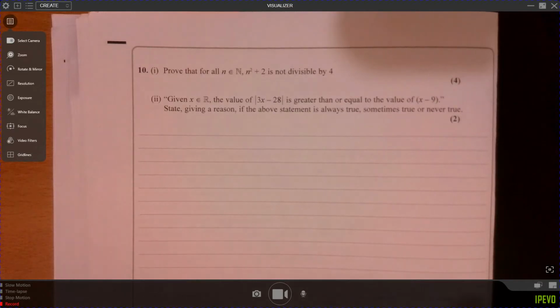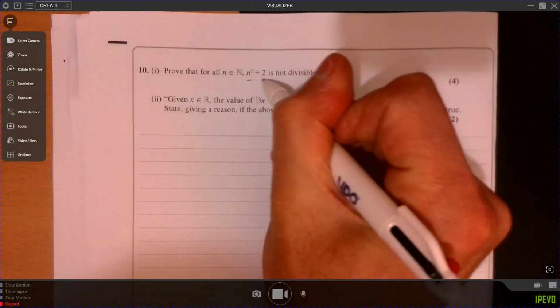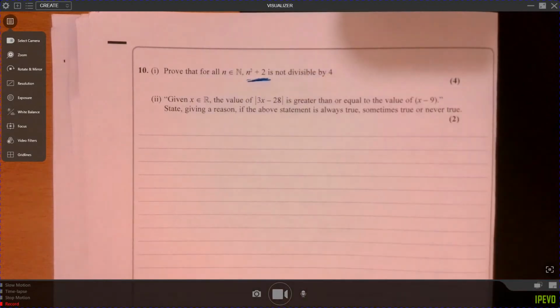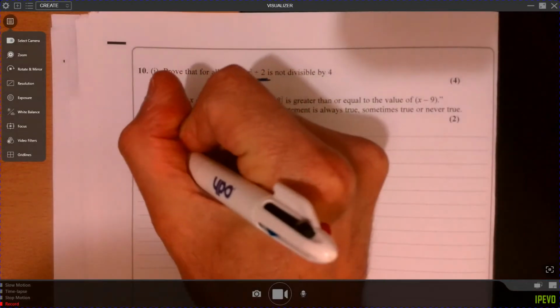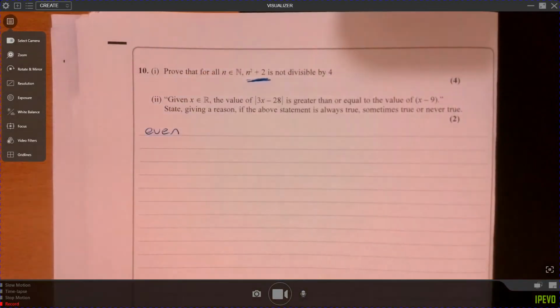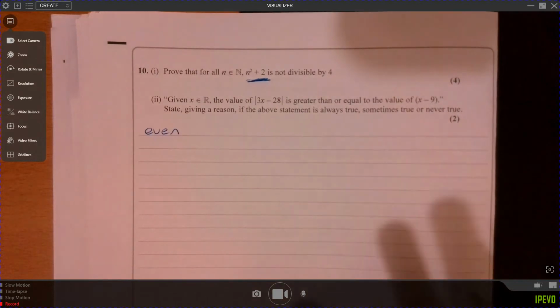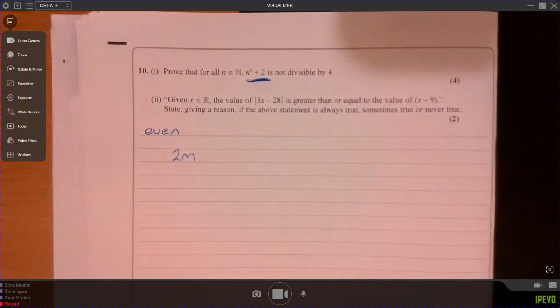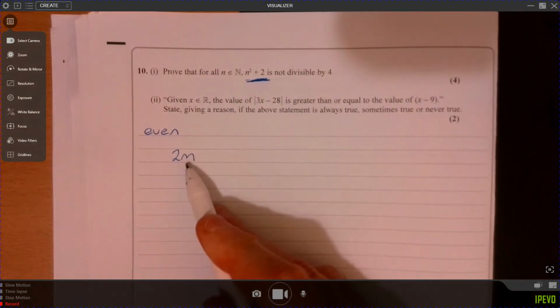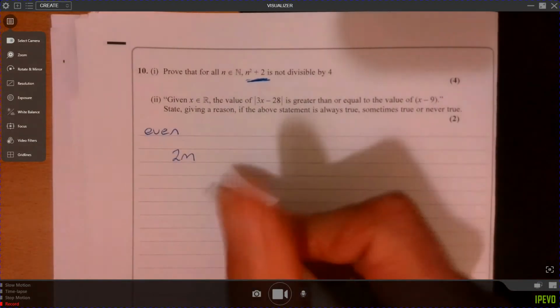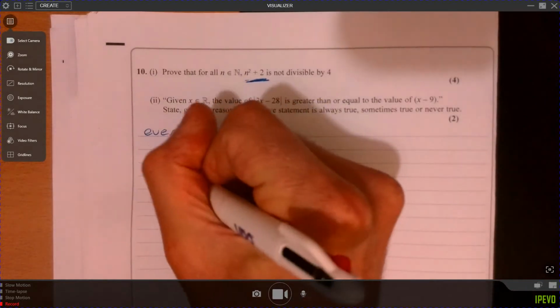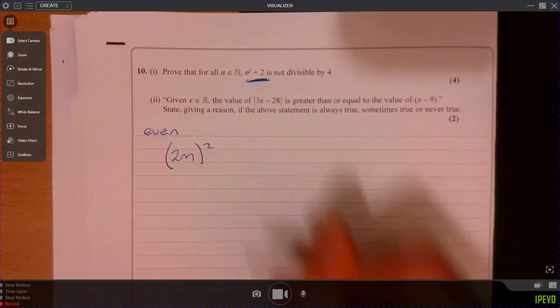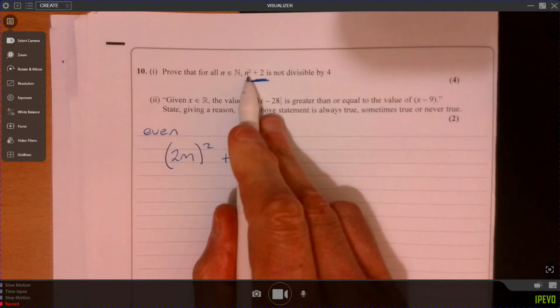Question 10. So let's have a look at the different possibilities that we could have here. What about if it's even? Well, remember an even number is something like, let's say, 2m. You don't have to use the letter m, you could use x, use whatever you want to, maybe not use n. And then square that, add 2.